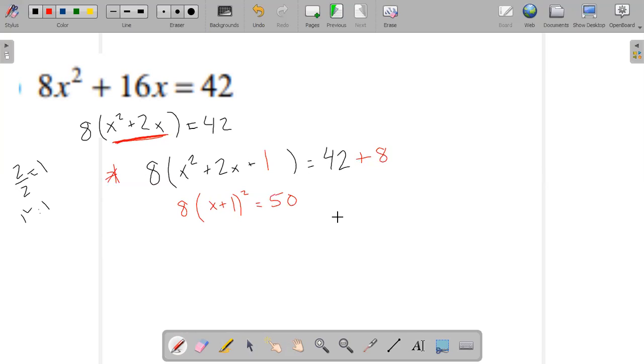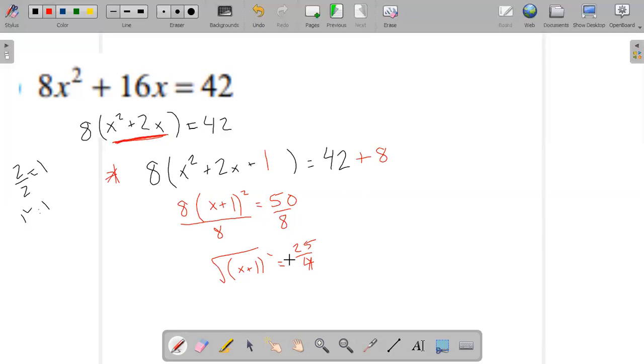And then now we just go about solving this the same exact way that we would solve every other one of the questions. So divide by 8, divide by 8. So then I'm left with x plus 1 squared equals 25 over 4. 50 over 8 can simplify down, right? So if you simplify that, it's 25 over 4.